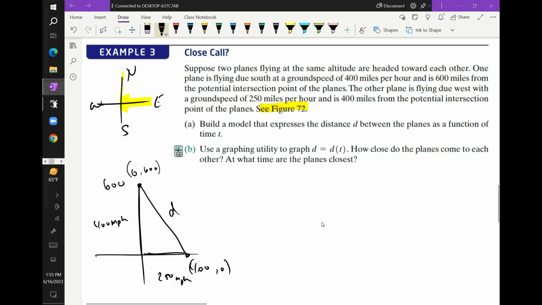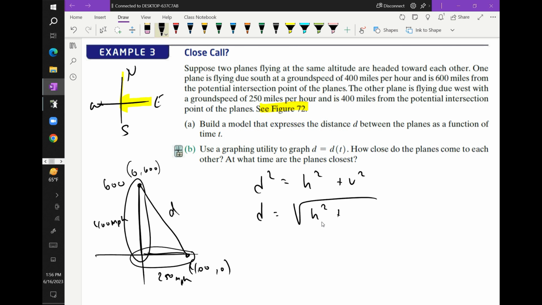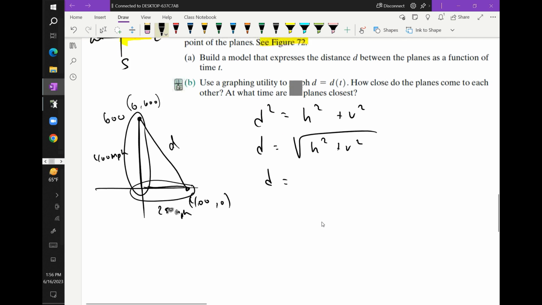As we take a look at a model here, I can say this is a right triangle, so I can employ Pythagorean's theorem. So d squared equals the horizontal squared plus the vertical squared. Let me back up a moment, because I did have a d squared in there. And if I only want the distance, I would take the square root. Now let's take a look at the horizontal square.